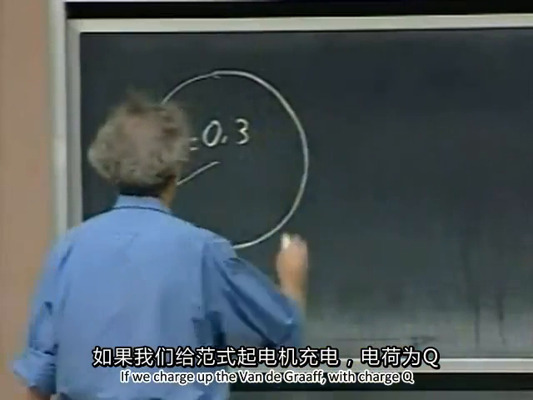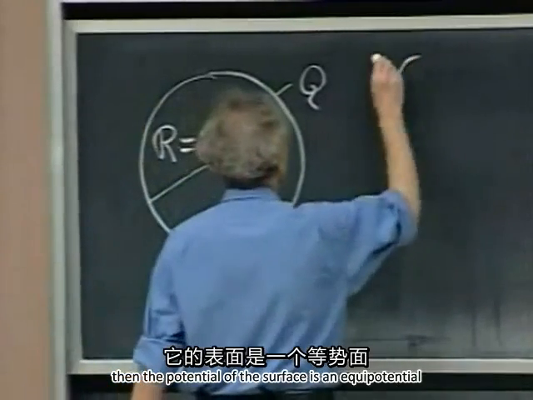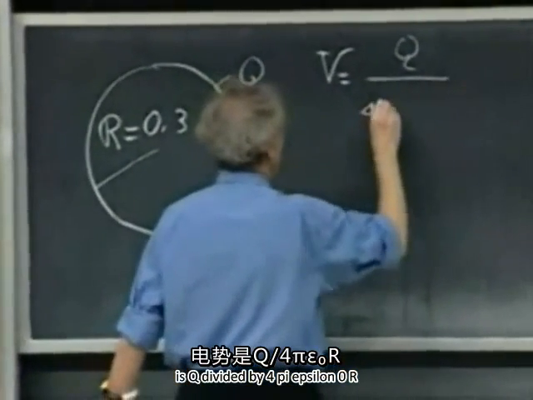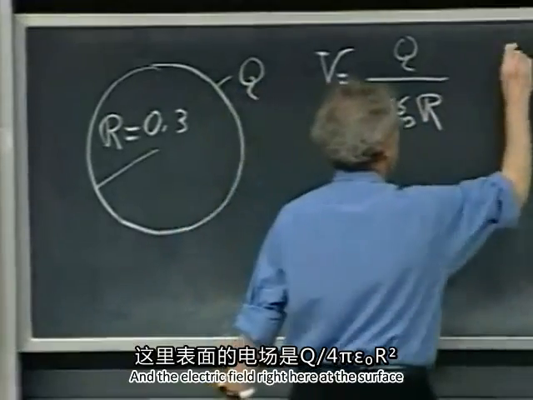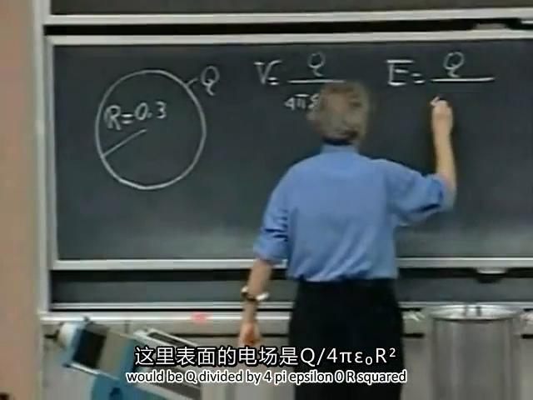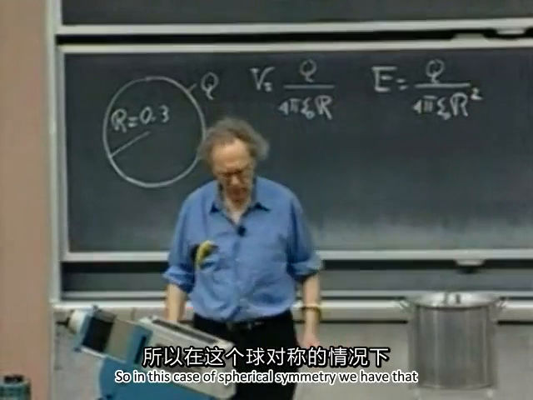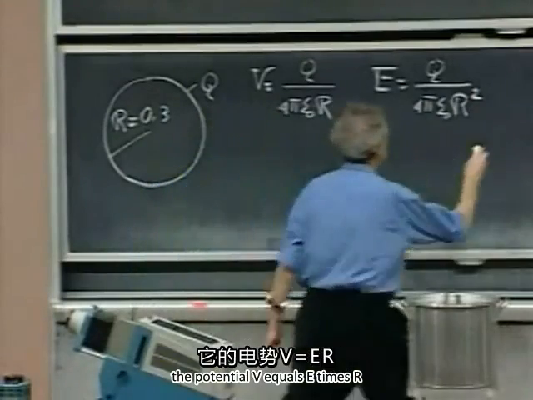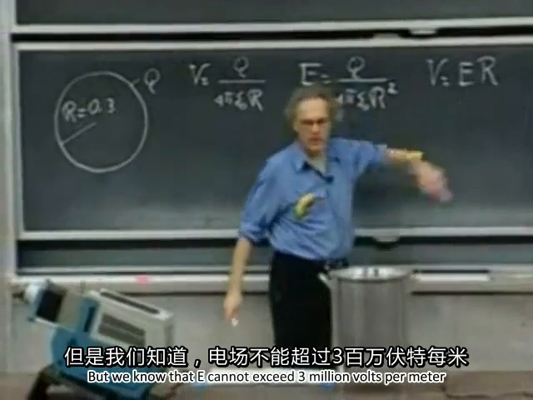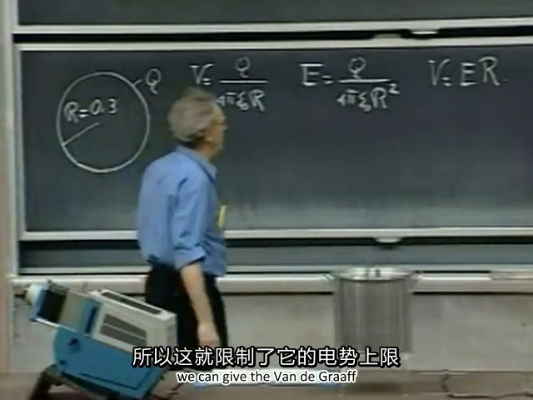If we charge up the Van de Graaff with charge Q, then the potential of the surface, which is an equipotential, is Q divided by 4 pi epsilon 0 r. And the electric field right at the surface would be Q divided by 4 pi epsilon 0 r squared. So in this case of spherical symmetry, we have that the potential V equals E times R. But we know that E cannot exceed 3 million volts per meter. And so that gives you now a limit on the potential that we can give the Van de Graaff.